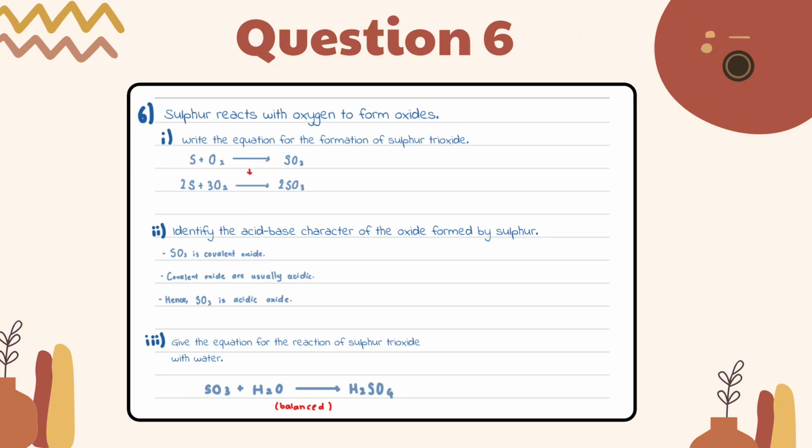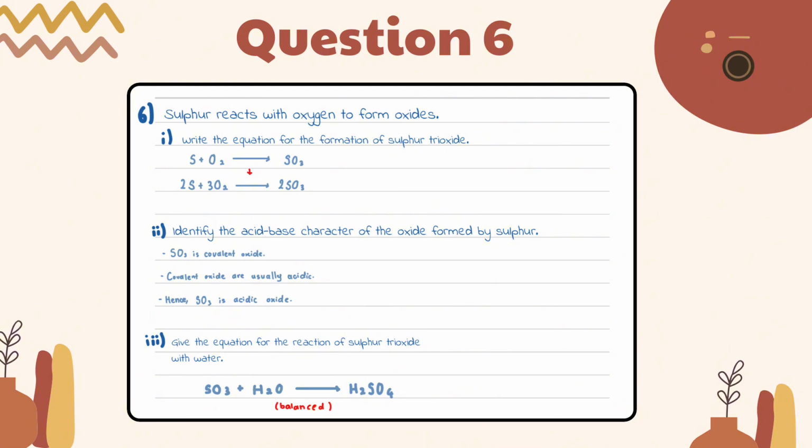For the last question, question 6, sulfur reacts with oxygen to form oxides. For the first Roman numeral, write the equation for the formation of sulfur trioxide. First, you will get S plus O2 become SO3, and then you balance it. You will get 2S plus 3O2 become 2SO3.